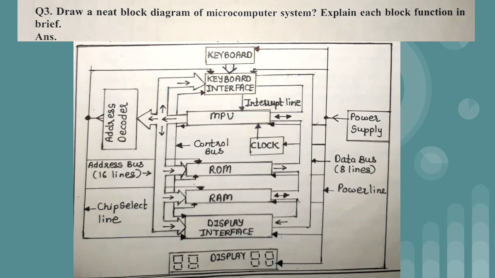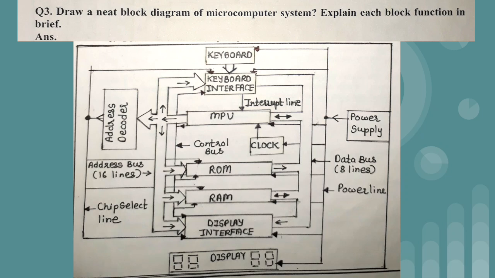Keyboard interface, MPU, then the clock, ROM, RAM, display interface, and display. Then at the right hand side we have the power supply, data buses and power lines, and at the left hand side we have the address decoder, address buses and chip select line. And if you notice in the center, we have one more type of bus, the control bus, and interrupt lines are there. So you should remember that.